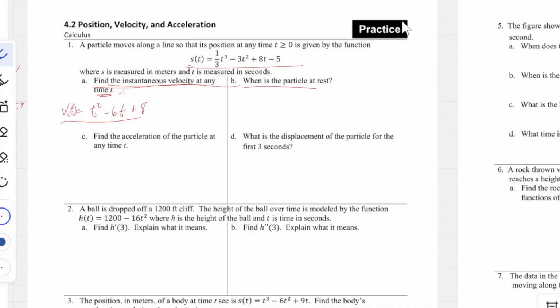When's the particle at rest? That means the velocity equals 0. So we'll take our equation and set it equal to 0. You'll either have to factor or use the quadratic formula. I get it probably factors, so t equals 2 and 4. The velocity is 0. Acceleration is the derivative.